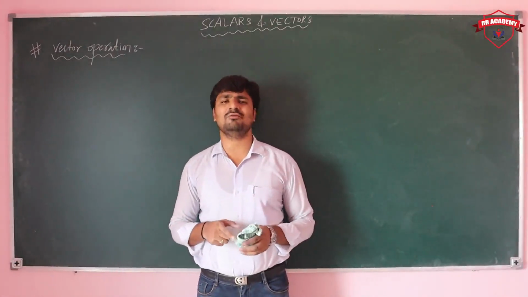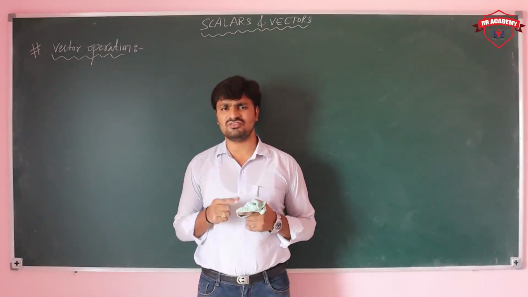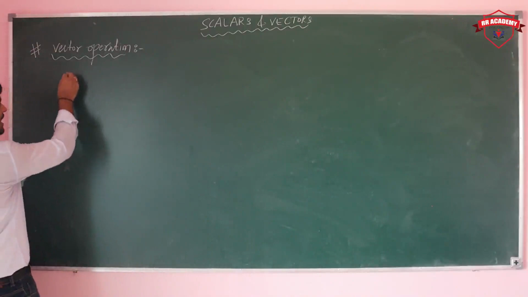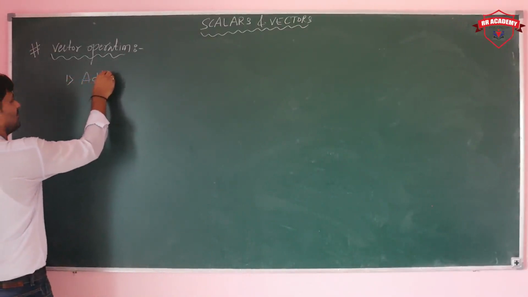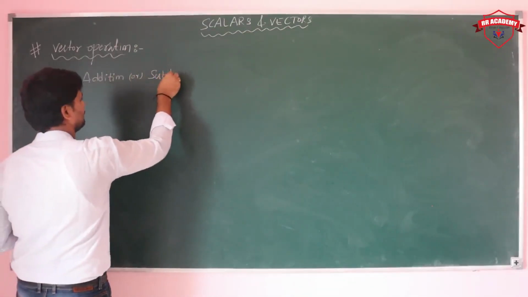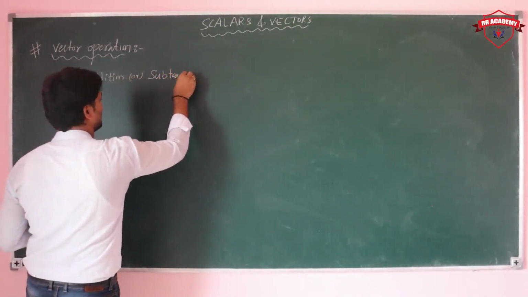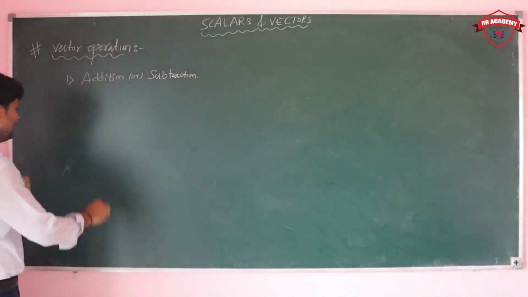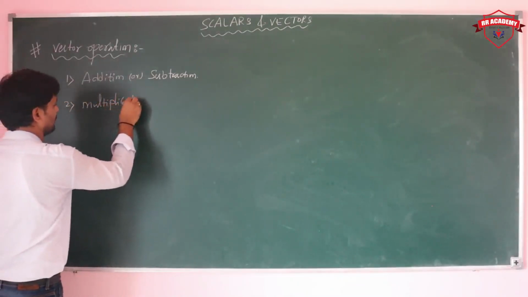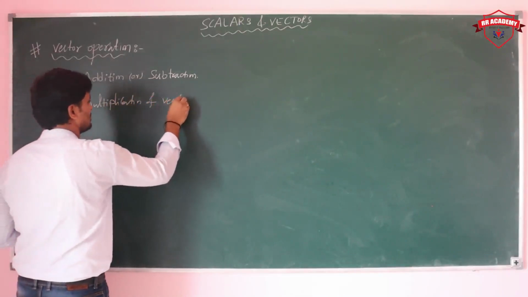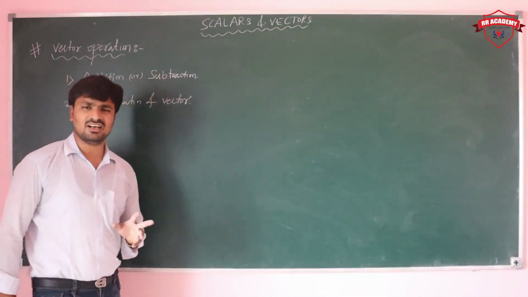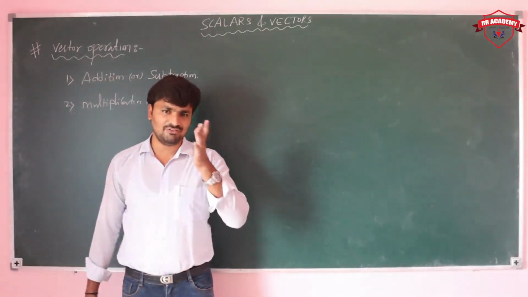So next we have vector operations. Generally, in vector operations we have some possibilities. What are the possibilities? First, we can add the vectors, addition, or subtraction, addition or subtraction of the vectors. Next one is multiplication of vectors. Addition, subtraction or multiplication. What about division? It is not possible to divide one vector by another.